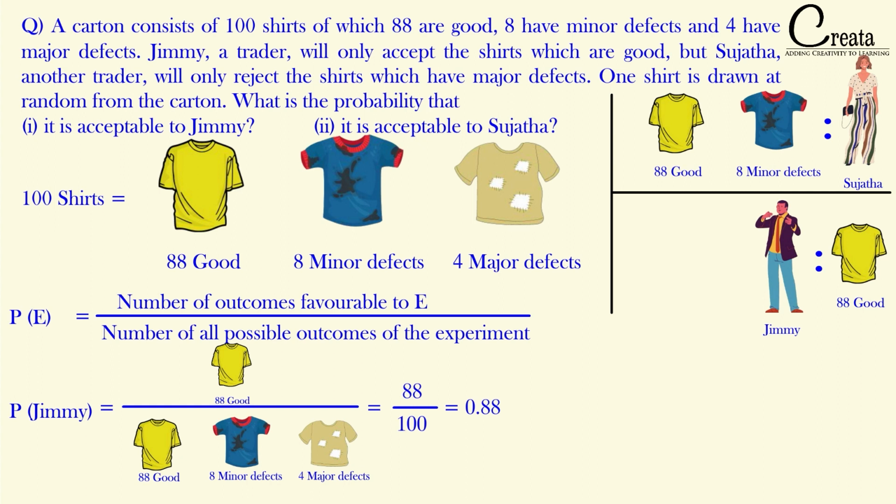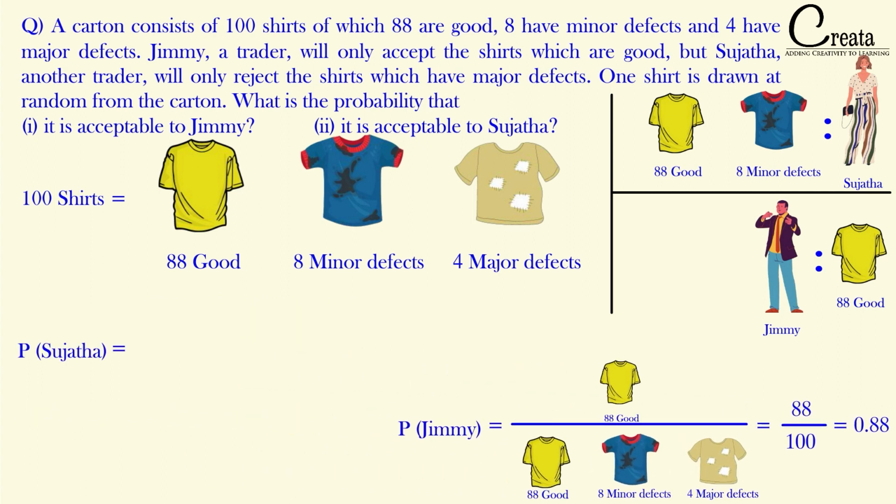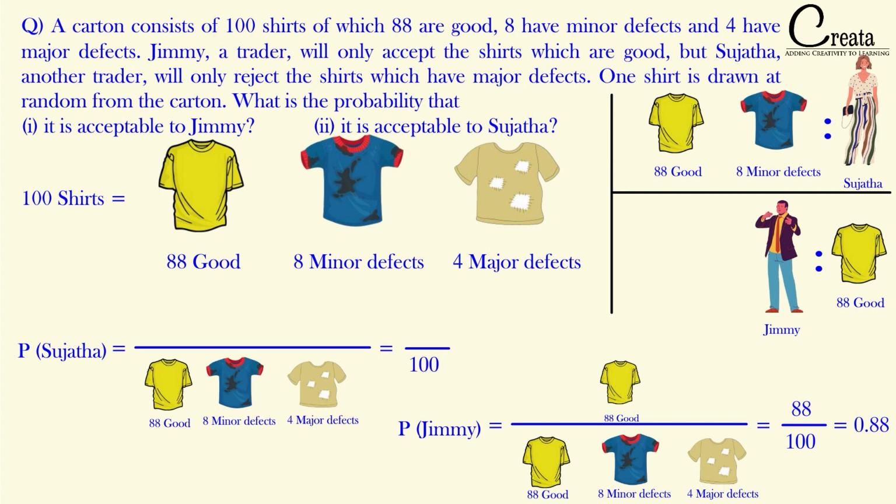Got it? In the second case, we have to find the probability of Sujata accepting the shirts. Sujata is accepting 88 plus 8, that is good plus minor defected shirts, which are 96 in number. So in the numerator, the favorable condition 96 will come. In the denominator, the total number of shirts, that is 100, will come. So we got our answer as 0.96, that is 96%. Sujata will accept 96% of the shirts, while Jimmy will only accept 88% of the shirts. So we have got our answers.